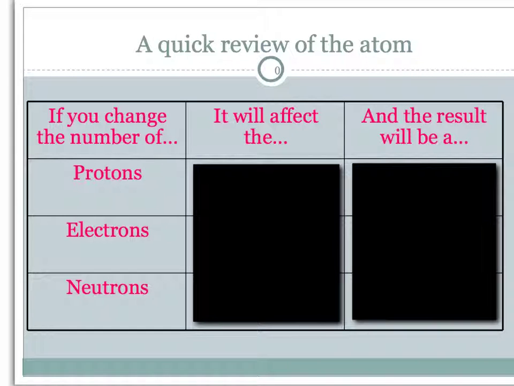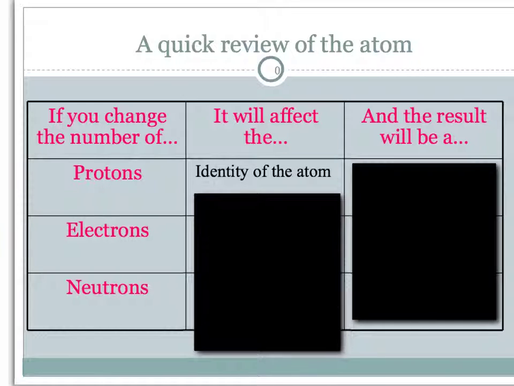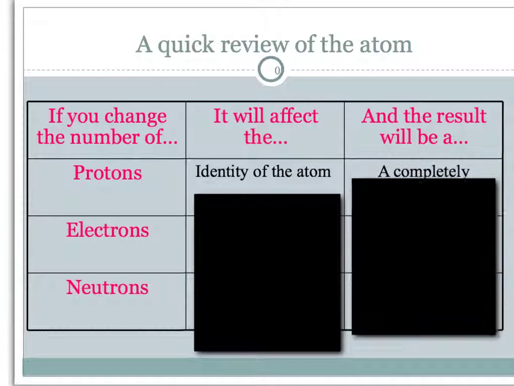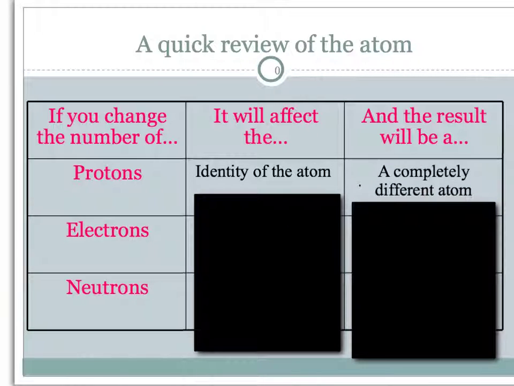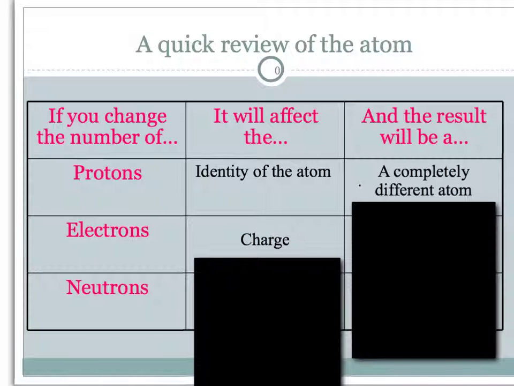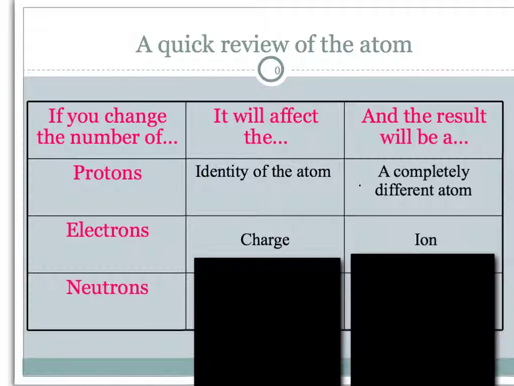Just a quick review of the atom and the things that we've been talking about. If you change the number of protons, then it will affect the identity of the atom. Reminder, you cannot change protons without changing the element, and the result will be a completely different element. If you change the number of electrons, it will change the charge, and the result will be an ion.